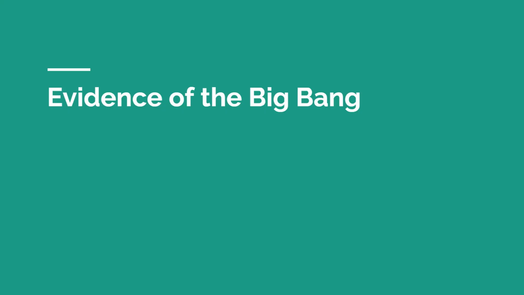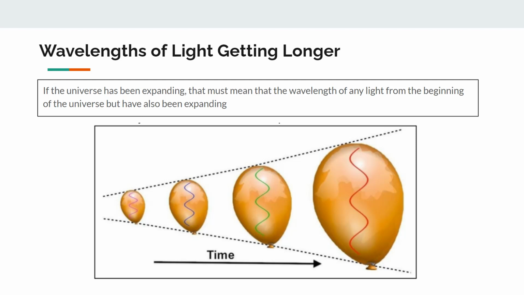Hi everyone. Today we're going to talk about the evidence that we have behind the Big Bang Theory. So let's get started. Since the Big Bang Theory states that the universe has been expanding since the beginning, kind of like a balloon, if we thought of the universe as a balloon, then that balloon must have been expanding slowly.